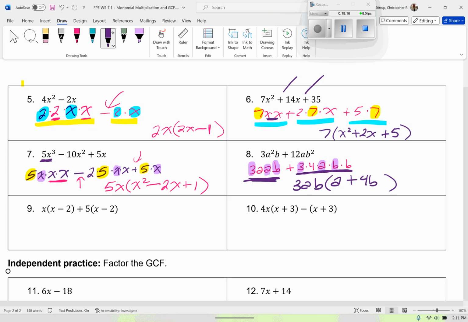All right. And we're going to do a couple of the homework problems as well as a class. All right. So take a look at this one. Notice, I have this, I have this. Agree? I have x times a quantity, x minus 2, and I have 5 times a quantity, x minus 2.